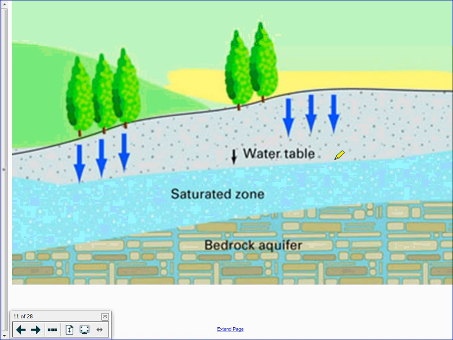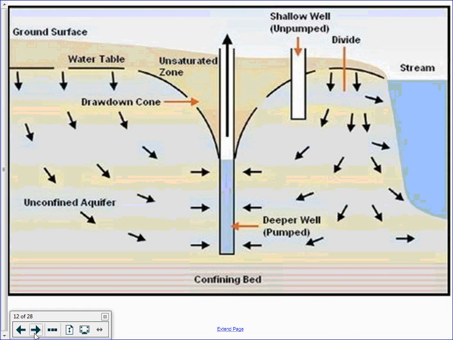So remember, this is the saturated zone, and the water is actually flowing, and it would be flowing this way. So that's just a picture showing how there's a zone of saturation. Here's another picture showing how wells can cause some different shapes in the water. Depending on how deep your neighbor's well is, that could easily change the water table.